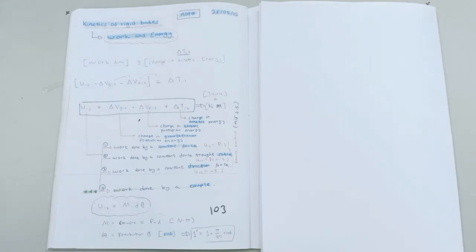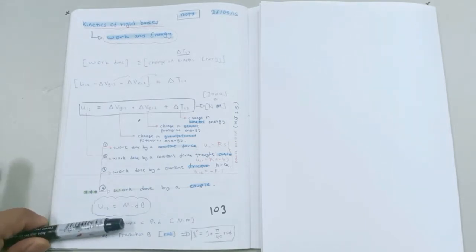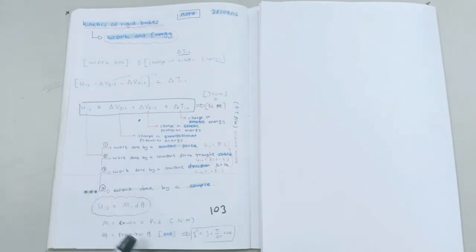And the added part is the work done by a couple. The equation is U12 equal to the integral of M d theta. M is the couple, either given directly as a couple, or given as a force that you have to multiply by the distance to get the couple. D theta is the change in the angle in terms of radian. Here I put the conversion from 1 degree to radian: 1 times pi over 180 in radian.